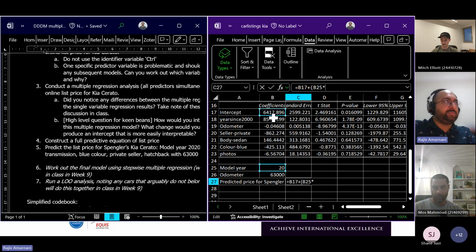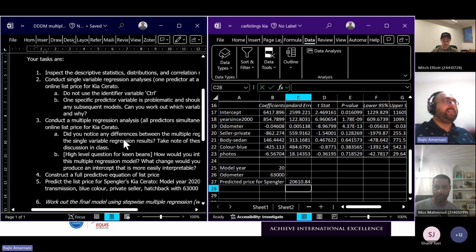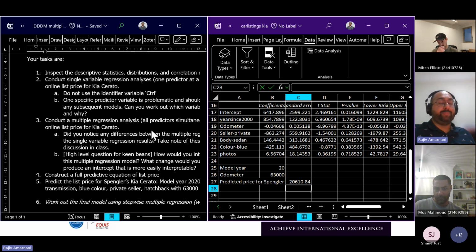And we multiply this by that, plus the amount on the odometer multiplied by the coefficient for the odometer. And there you go. So Spengler should be, based on the details for his car, the price that the market can bear is $20,600, give or take.